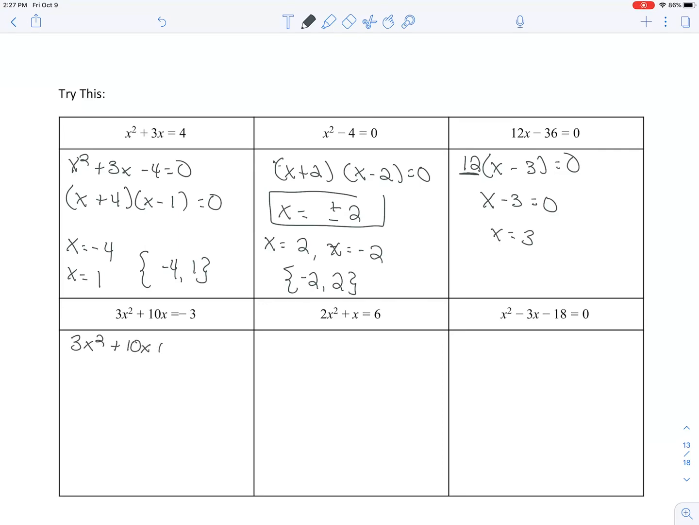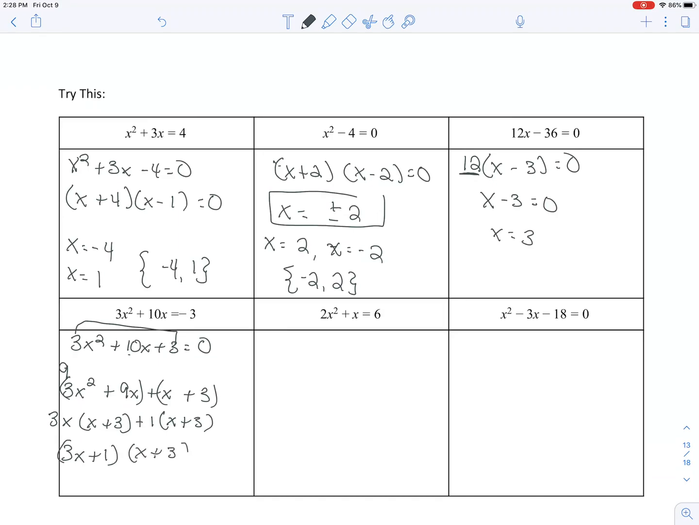On this one, we get 3x squared plus 10x plus 3 equal to 0. So we're going to use the AC method because there's not a GCF and there are 3 terms. So I get 9. What can I multiply to get 9 and add to get 10? 9 and 1. So this is 3x squared plus 9x plus x plus 3. We factor out a 3x. We get x plus 3. We factor out a 1. X plus 3. So this is 3x plus 1, x plus 3. So that's going to make my answers negative 1/3 and negative 3.